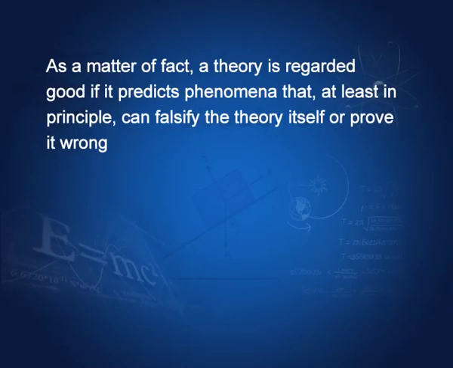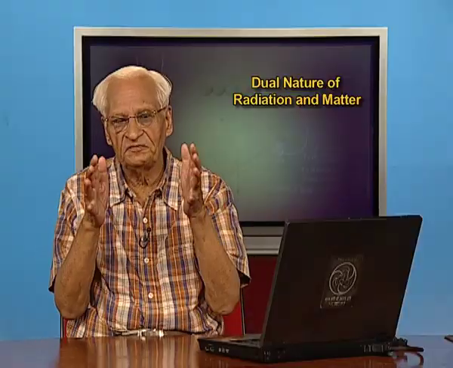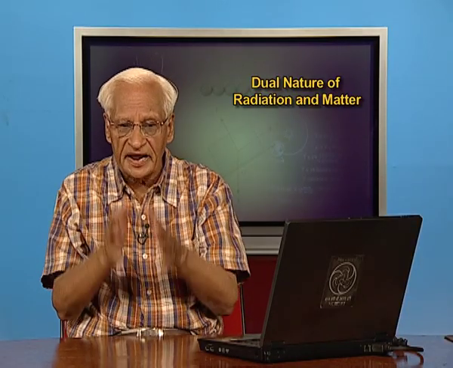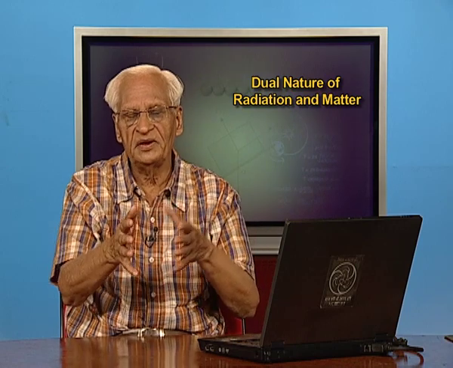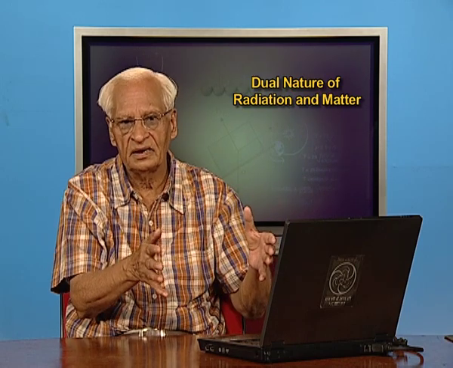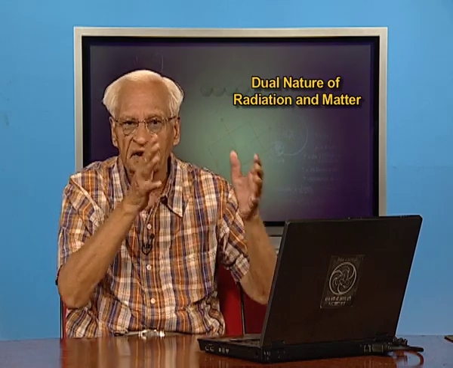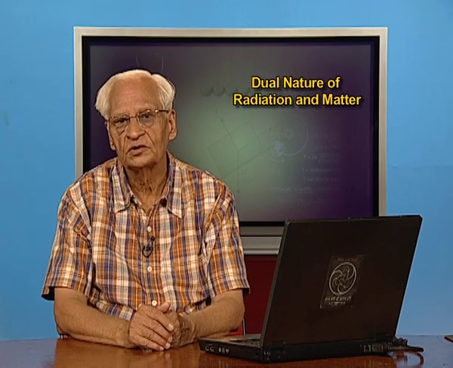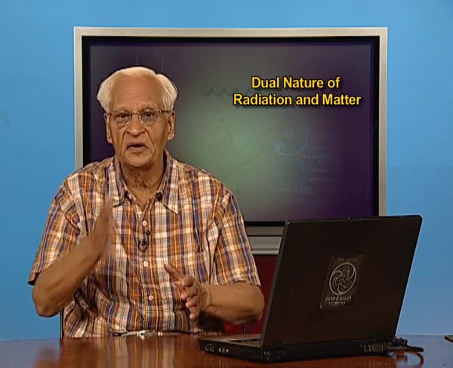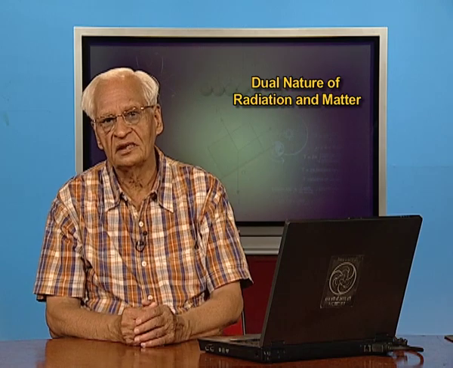In fact, one of the philosophers of science, Karl Popper, says that a theory is regarded as good if it predicts phenomena that, at least in principle, can falsify the theory itself or prove it wrong. That means if you formulate a theory, you must also predict what phenomena can be predicted from this theory. And if those phenomena are not actually observed, then the theory will be thrown out. A good theory is one which predicts phenomena which could falsify the theory in principle.